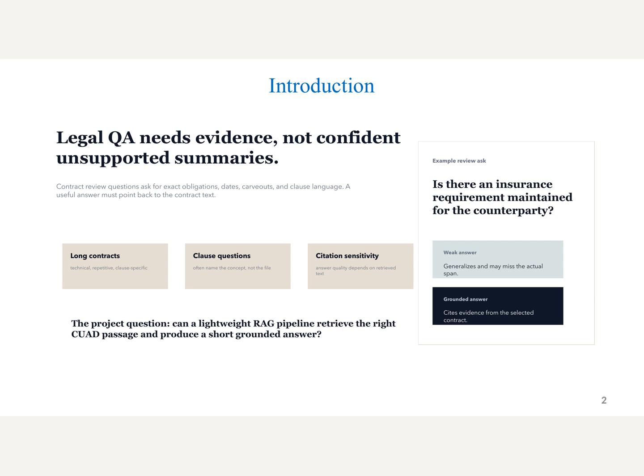That makes retrieval difficult. If the system retrieves the wrong passage, the answer stage will either miss the answer or produce something misleading. In the example on this slide, a weak answer might generalize about insurance clauses, while a grounded answer points back to the selected contract text. The project question is therefore, can a lightweight RAG pipeline retrieve the right CUAD passage and produce a short, grounded answer that is useful for legal review?